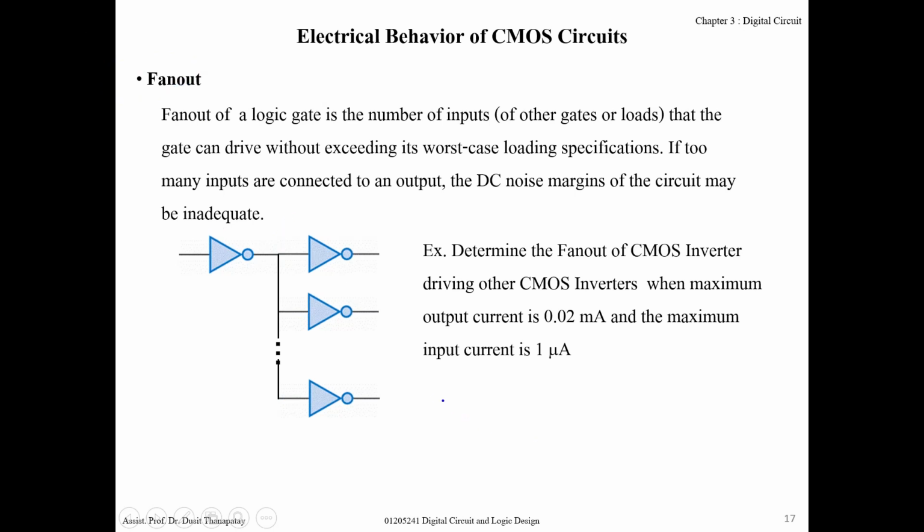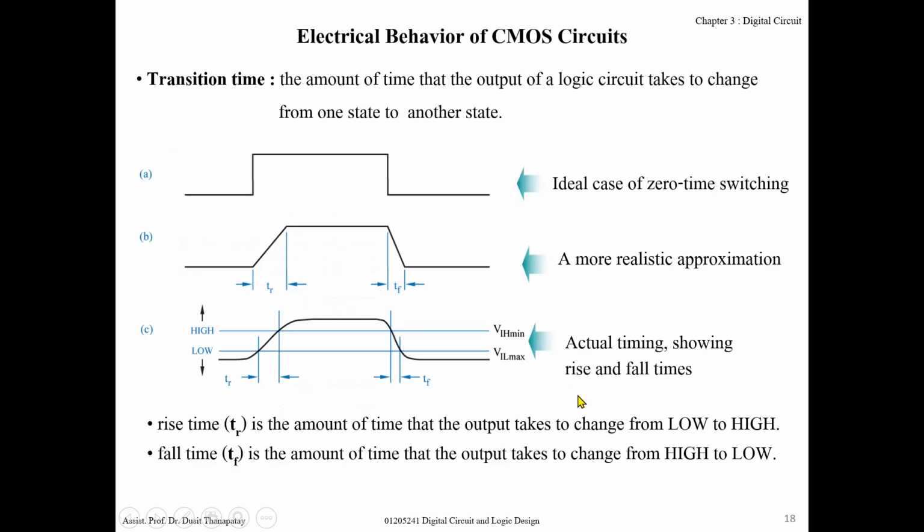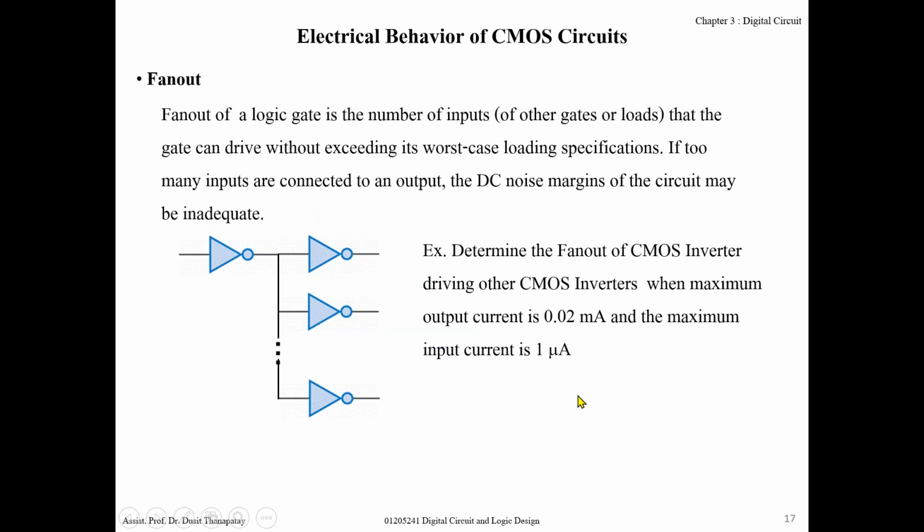For example, if the maximum input current for each logic gate is 1 microamp, and the maximum output current that can keep the logic level is 0.02 milliamp, namely 20 microamp, and each gate takes 1 microamp, that means the maximum number of logic gates that can use the signal from this output is 20. So the fan out is 20.